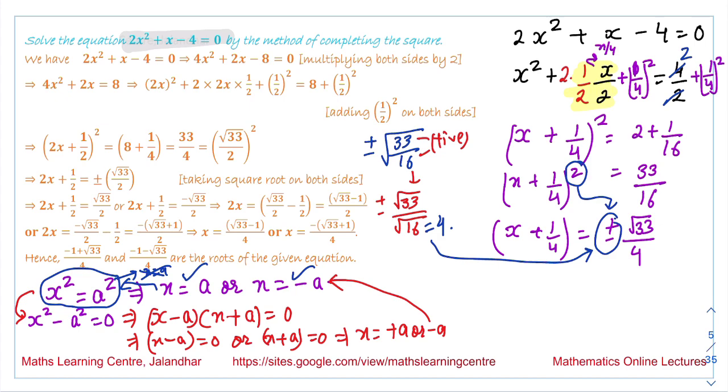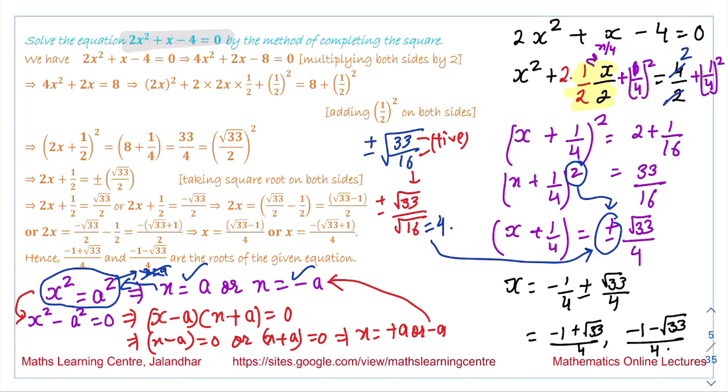So the final answer that we will get is x equal to minus 1 by 4 plus minus root 33 by 4, that is equal to minus 1 plus root 33 by 4 and minus 1 minus root 33 by 4. So these are the two values of x that satisfy this equation. So we are saying minus 1 plus root 33 by 4 and minus 1 minus root 33 by 4 are the roots of the given equation.